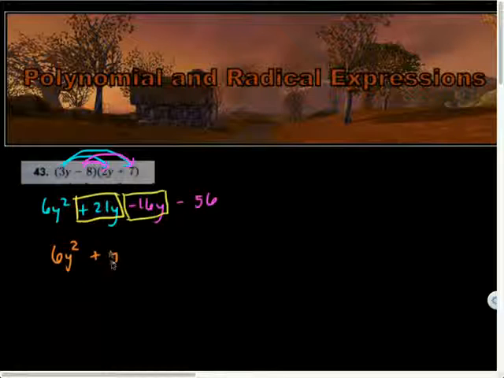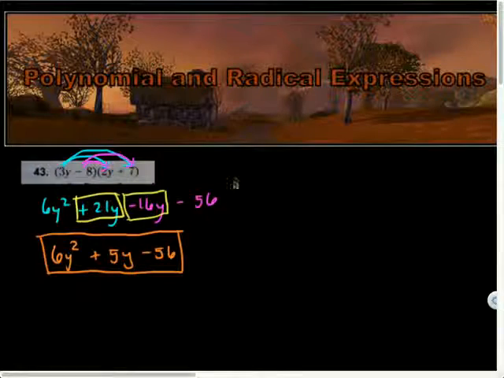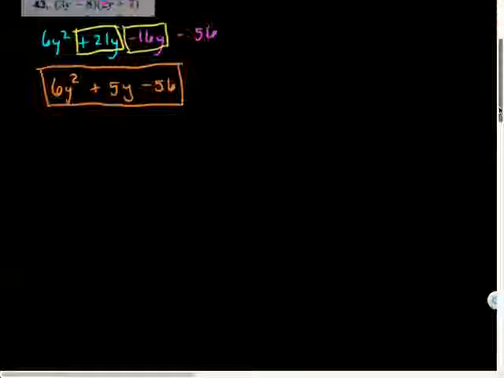So what's that look like? 21 minus 16 is 5y. And does negative 56 have any friends? No. So this would be my answer. It's written in standard form, highest exponent to lowest exponent. Double distributing, friends.